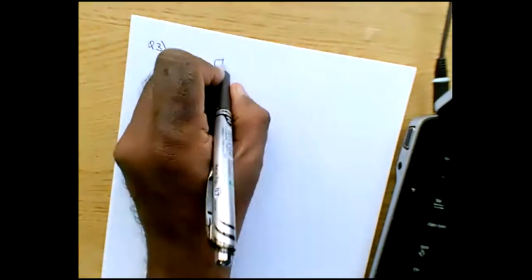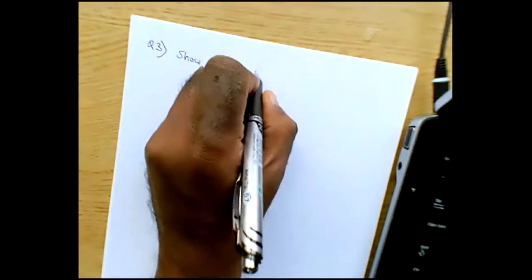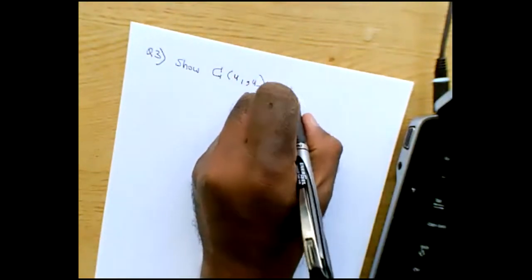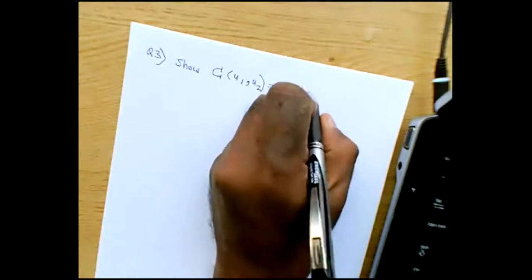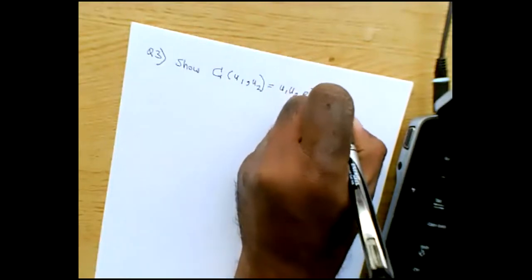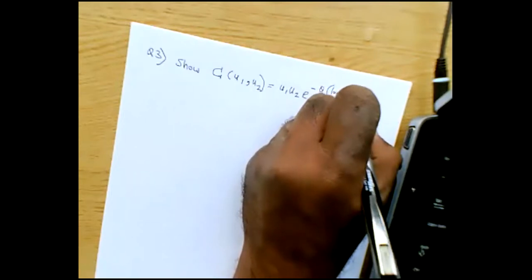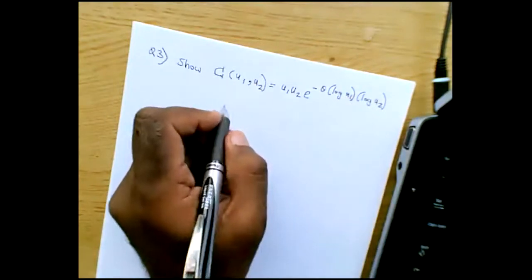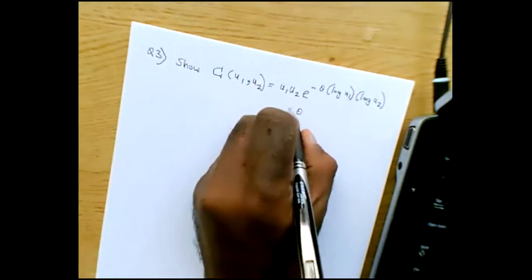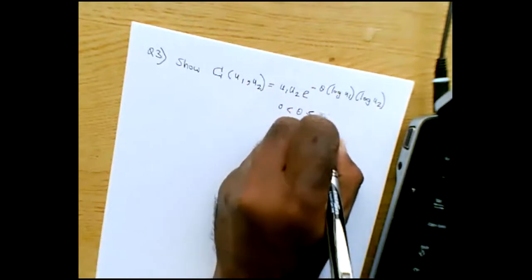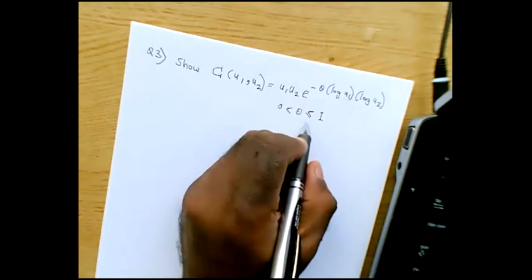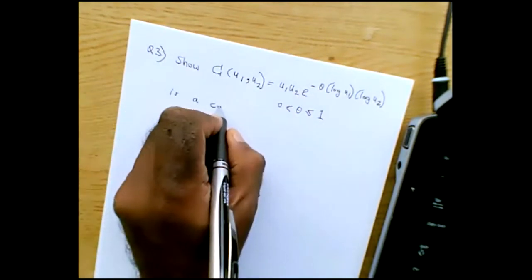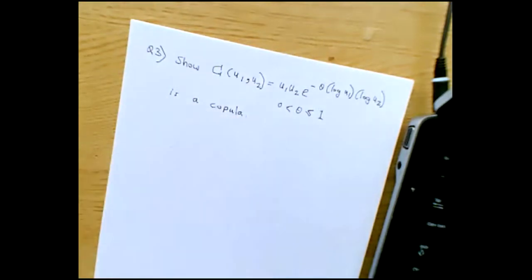is to show that the copula given by, sorry, the function given by this, let me write it down, U1 U2 exponential of minus theta log of U1 log of U2, where theta is a number between 0 and 1, not including 0, but including 1, is a copula, right?